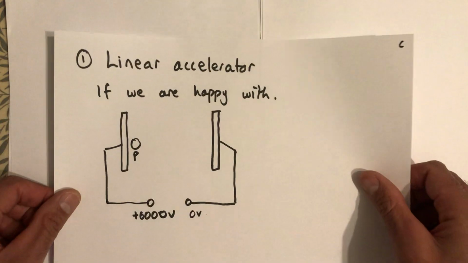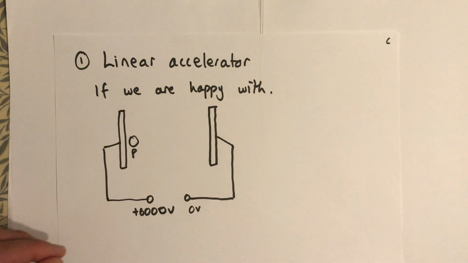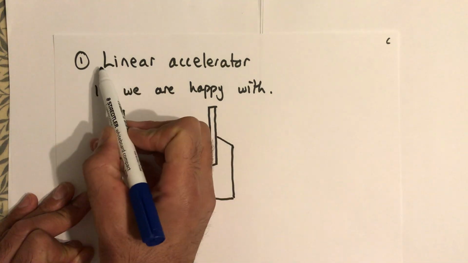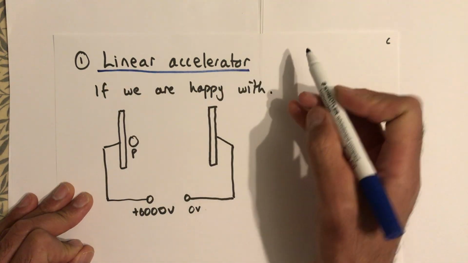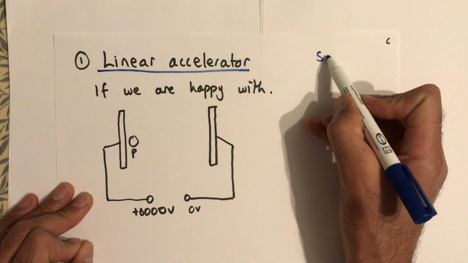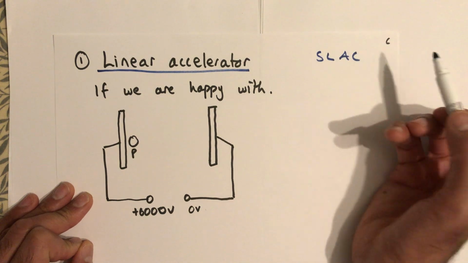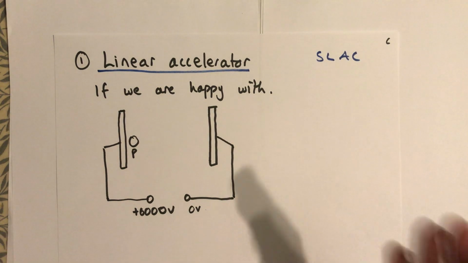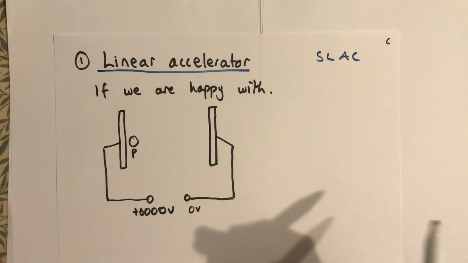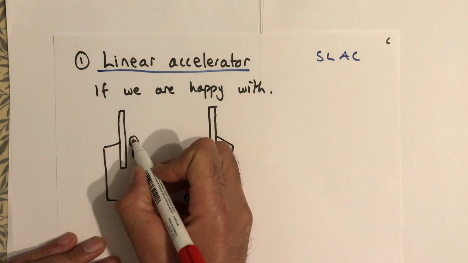So let's start off with the linear accelerator. Now the popular picture that appears in the book is the one at Stanford in California, which is called the Stanford Linear Accelerator, or SLAC. And a linear accelerator is very much building on what we already know. So let's have a look here.